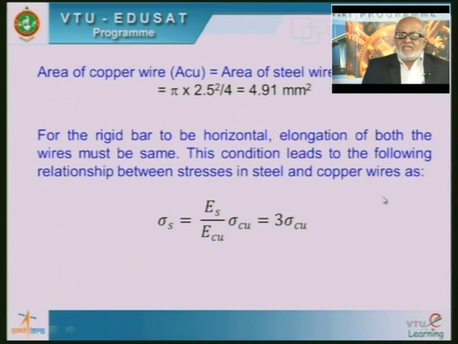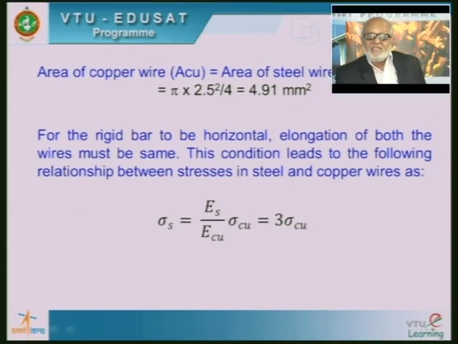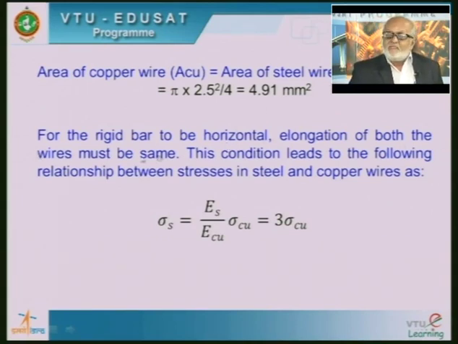Okay. First, we will start with this. Area of the copper wire is equal to area of the steel wire, which is pi d squared by 4. We get it as 4.91 mm squared. Now, for the rigid bar to be horizontal, elongation of both the wires must be the same. This condition leads to the following relationship between stresses in steel and copper wires: sigma s is equal to Es by Ecu times sigma cu. Es by Ecu is given as 3. So, we establish the relation that sigma s is equal to 3 times sigma cu. This is based on the condition that the rigid bar will be horizontal and elongation of both the wires will be the same.